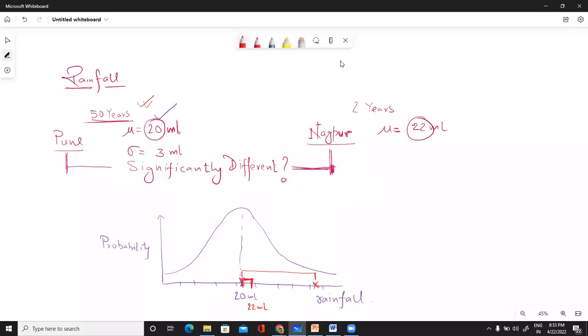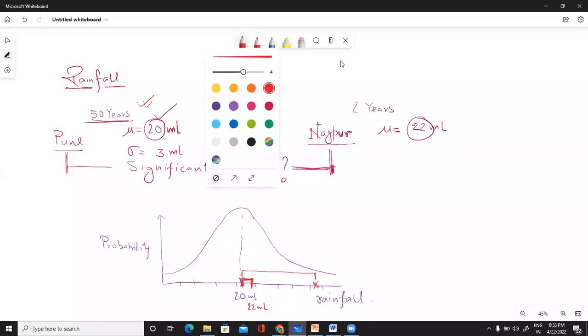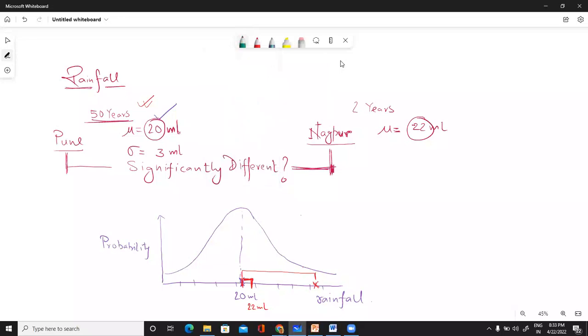So what we do is we demarcate an acceptance region and a rejection region. Usually towards the tails, we demarcate 5%. 5% of the area we keep in the right tail and 5% on the left tail.